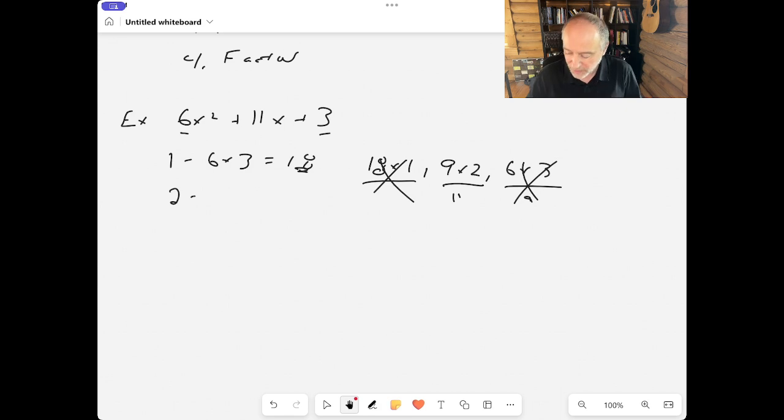All right, so hang with me. There are the numbers. I asked what two numbers can I multiply to get the a times c value, which was 18, and then add together to get the middle value, which was 11. And that's 9 and 2.